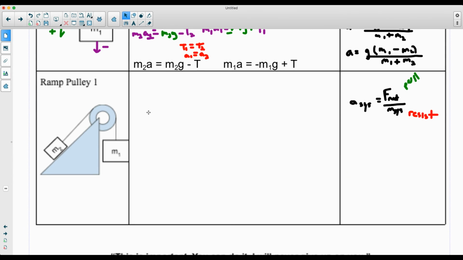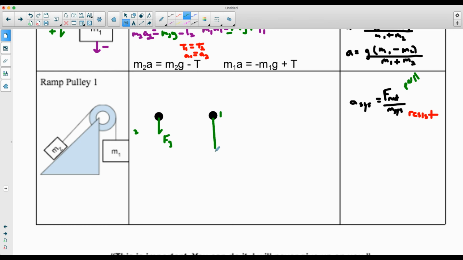All right, let's check out this ramp, right? Ramp pulley 1. You need your free body diagram, so let's not mess around with that. Let's put that in there. So we'll have this be mass 2 and mass 1. And let's put some forces on there. Both of them have weight. So here's the weight of object 2. Let me number these. So this is object 2, and this is object 1.